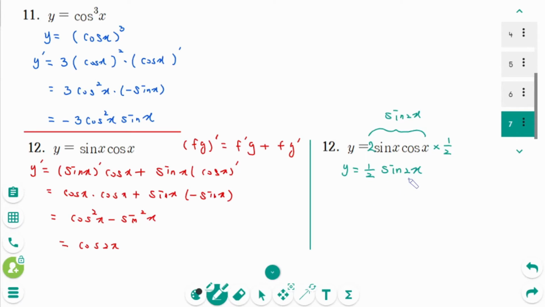Then only this part equals u. So y prime equals, keep the constant, and cosine u times u prime. The inner function is 2x. Then 1 over 2 times cosine 2x times 2x prime equals 2. Cancelled. The final answer is cosine 2x.